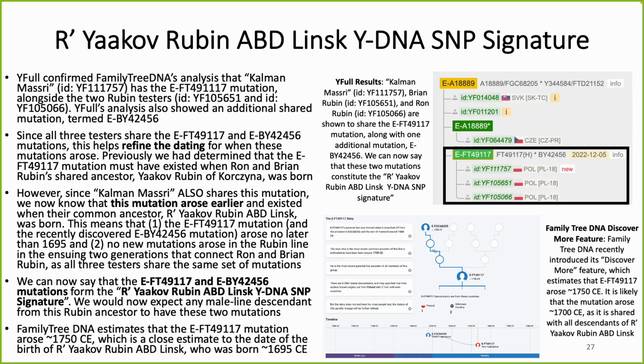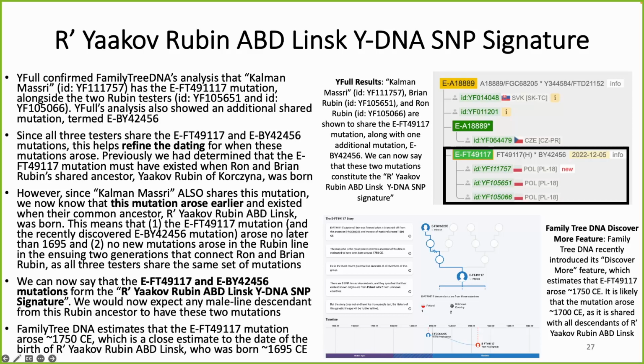All right. So this is a bit of a crowded slide and a little bit complicated because it shows a little bit of additional information. And so I did the same thing where I uploaded Kalman's YDNA information to YFOL, this alternative website that does their analysis. And they also placed Kalman in EFT49117. But they found something else, which is also very interesting. This is something that we actually expect to see in Family Tree DNA, probably over the coming weeks. Again, this is all such new information. It just came out in the last week or two.